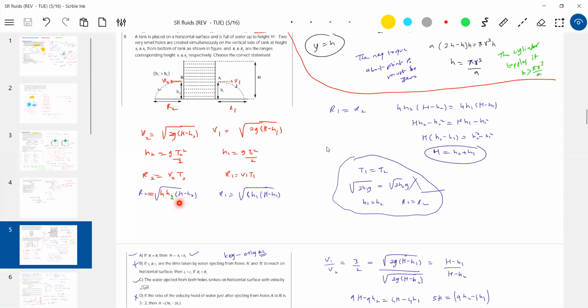If I put R1 equal to R2, it means if R1 equal to R2 is there, the condition for the range to be like this one, then T1 equal to T2. What will happen? H1 should be equal to H2, not R1 equal to R2.